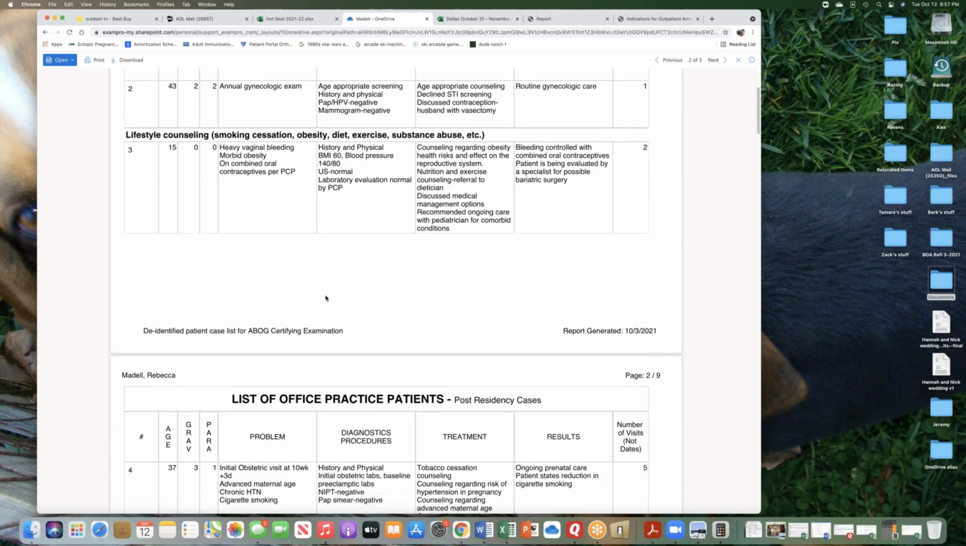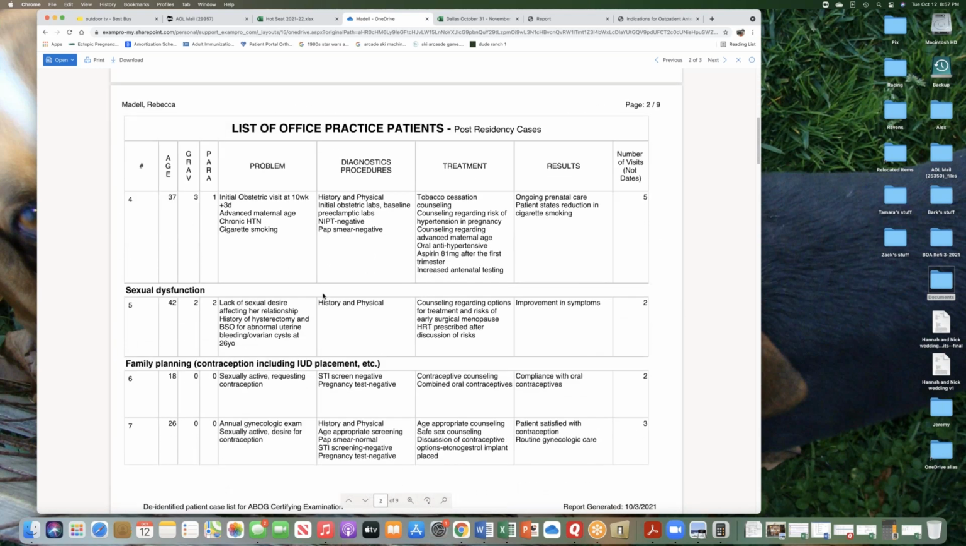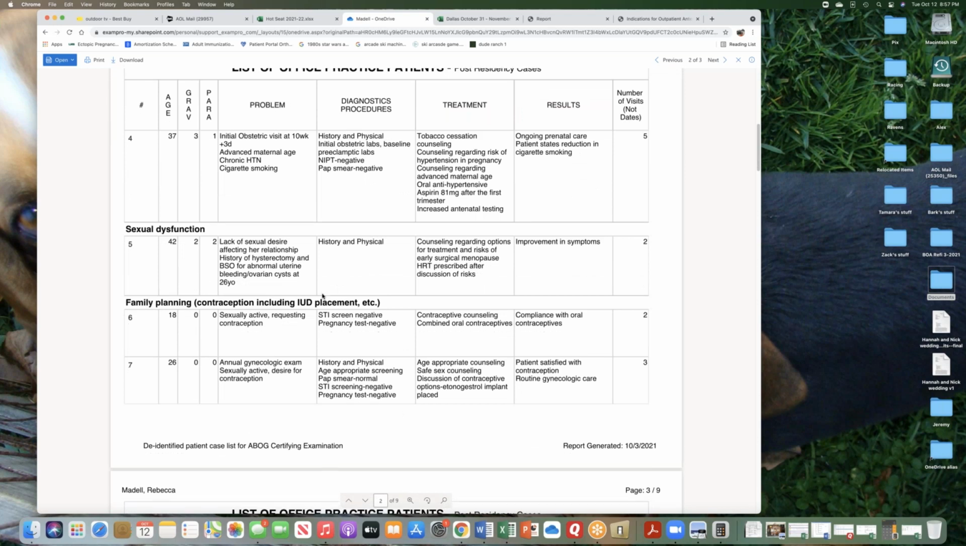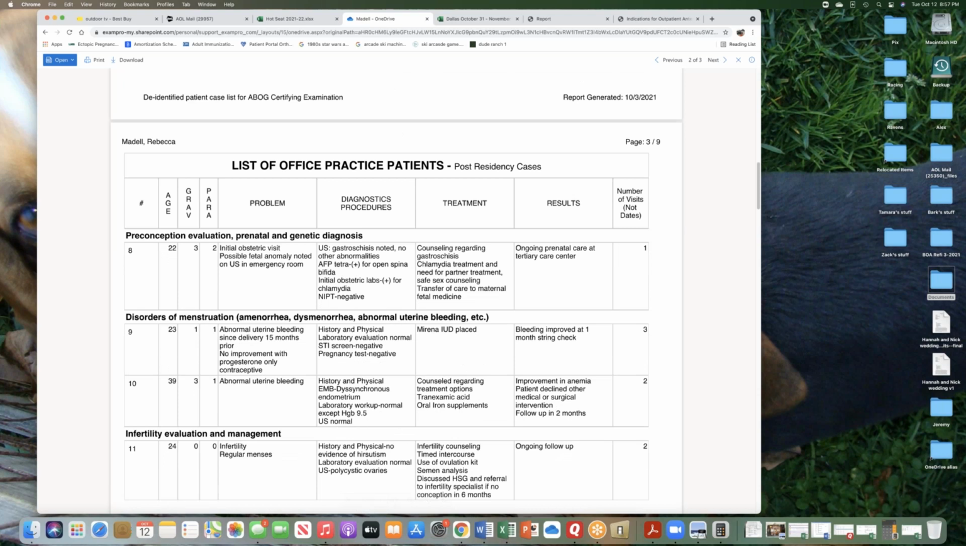Okie doke. Let's see what we got here. Okay. Patient number 8 is a 22-year-old G3P2, initial OB visit, possible fetal anomaly noted on ultrasound in the emergency room. The ultrasound showed gastroschisis, but no other abnormalities. The AFP tetra was positive for open spina bifida. The initial obstetrical labs were positive for chlamydia. The NIPT was negative. We had counseling regarding gastroschisis, chlamydia treatment and need for partner treatment, safe sex counseling, transfer of care to MFM, and she had ongoing prenatal care at the tertiary care center.